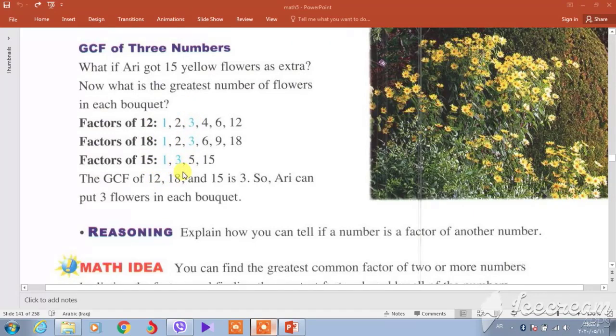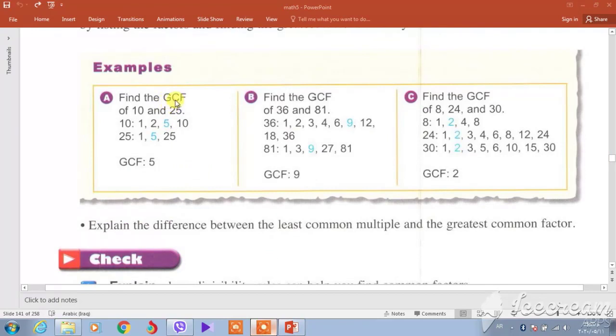Okay students, now we have more examples. Find the GCF, or greatest common factor, of 10 and 25. For 10 we have 1 times 10, 2 times 5, and for 25 we have 1 times 25 and 5 times 5. Because it is repeated twice, I write it just one time, students. Which one is the greatest common factor? We have common factors 1 and 5, but which one is greater? 5 is greater, so the GCF is 5.